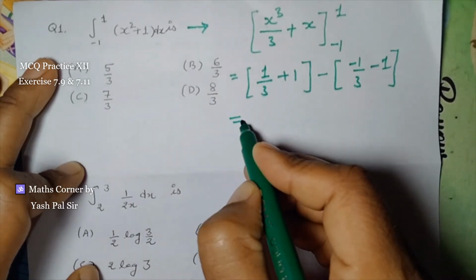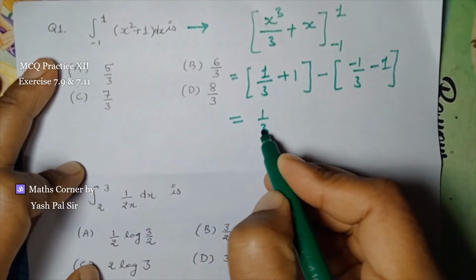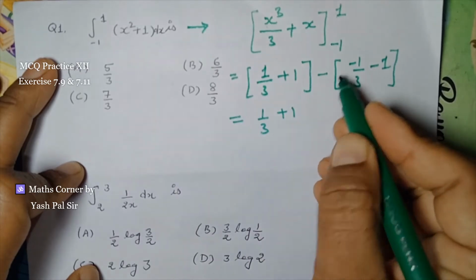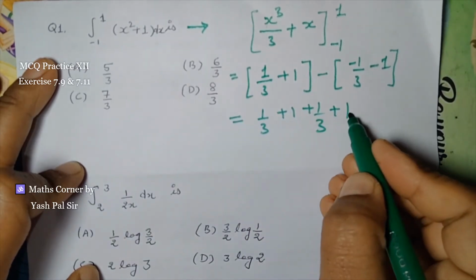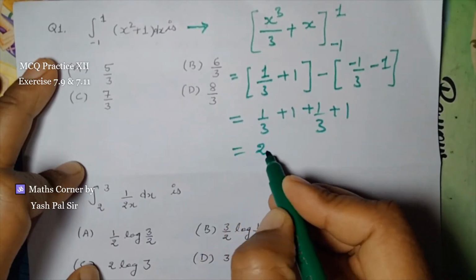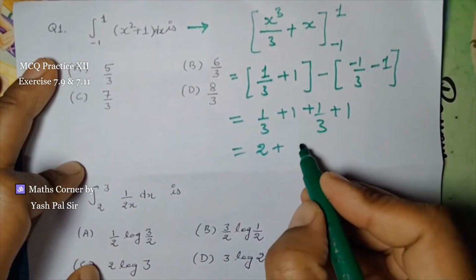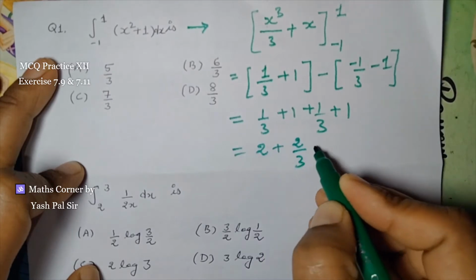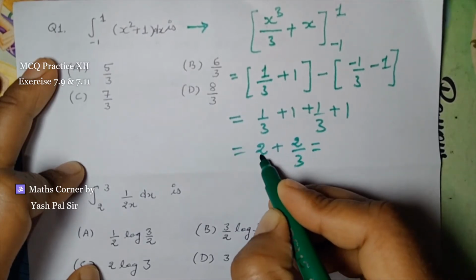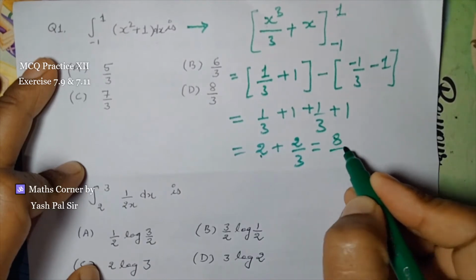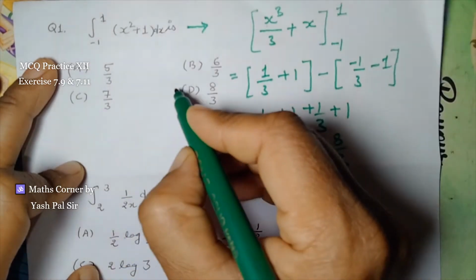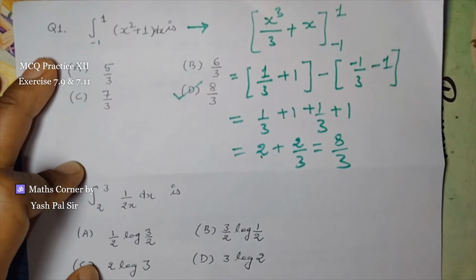Now solving further, this becomes 1 upon 3 plus 1 plus 1 upon 3 plus 1. 1 plus 1 is 2, 2 plus 1 upon 3 plus 1 upon 3 is 2 upon 3. So 3 into 2 is 6, 6 and 2 is 8, 8 upon 3. So option number D is the right choice to this question.